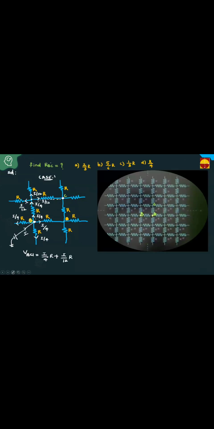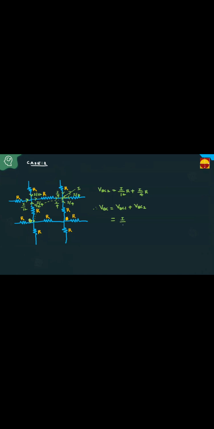That is I by 4 into R plus I by 12 into R. What is VBC2, students? That is I by 12 into R plus I by 4 into R. Add these two. What you get? VBC equal to, that is I by 2 into R plus I by 6 into R. Then you simplify this. What the VBC you can get? Take the LCM is 6. Then what you can get?